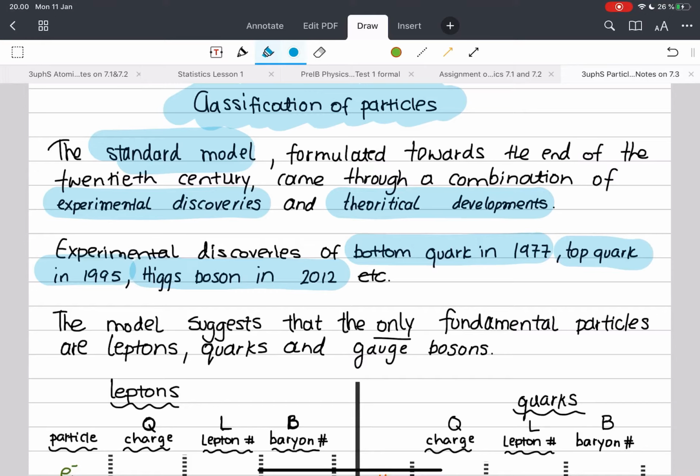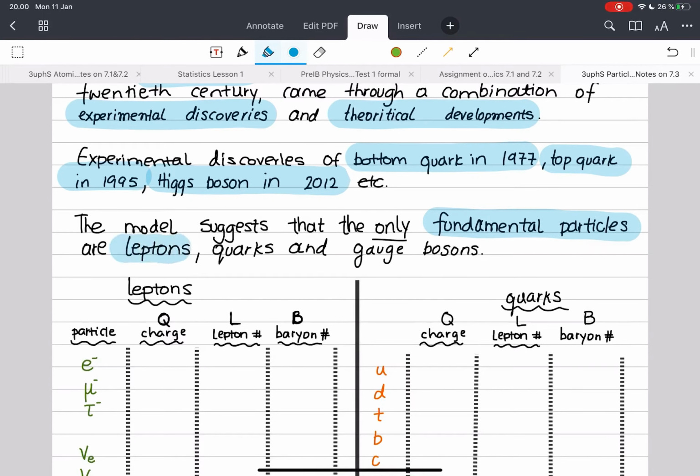So what is this model? This model says that there are particles that cannot be split into smaller particles. There are particles that make up the matter, and they cannot be split into constituents, because those are basically the building blocks. Those particles we call the elementary or fundamental particles, and they are the leptons. This is one family of particles, quarks the second family, and the gauge bosons that we're going to look at later on. But for now, we are going to focus on leptons and quarks.